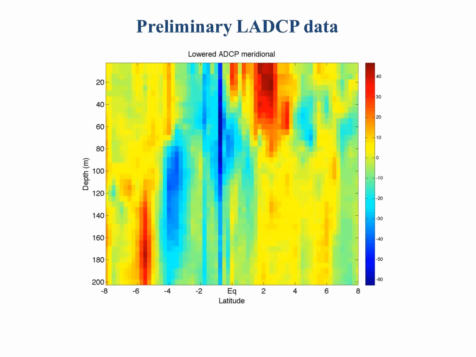This is just a quick view of the lowered ADCP meridional velocity, and just demonstrating once again, you can see this large meridional flow, which is on the order of 50 centimeters per second that we observed. So we were in the middle of a TIW because we have very fast flow. Remember, the mean flow is 10 centimeters per second, 15 centimeters per second, so that's the challenge when you're trying to estimate the mean.